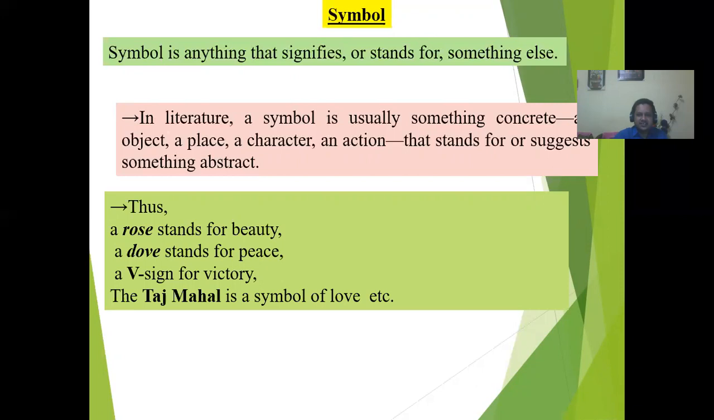A V sign stands for victory. Another example: the Taj Mahal is a symbol of love. Here you see a rose, a dove, a V sign, the Taj Mahal. These things are concrete, but they stand for things which are abstract: beauty, peace, victory, love. So a symbol is a word that stands for something else.